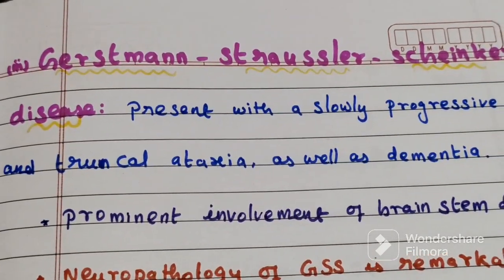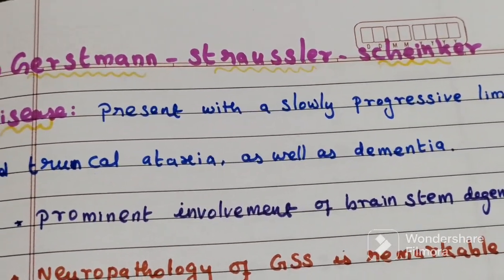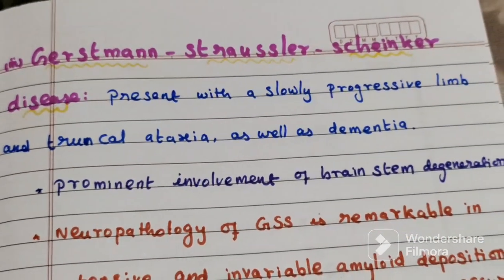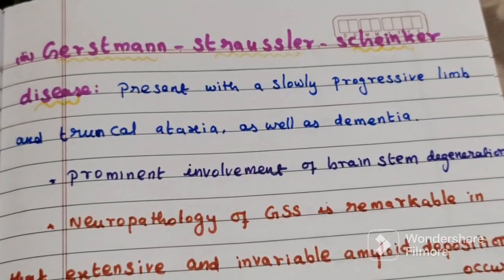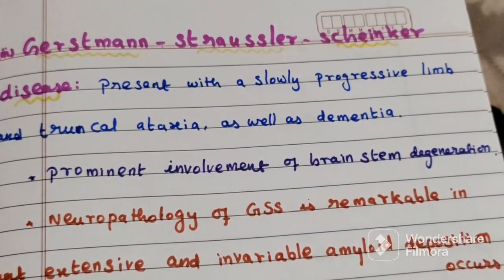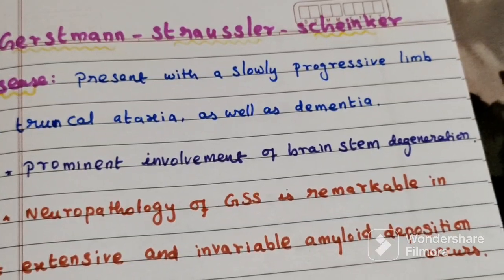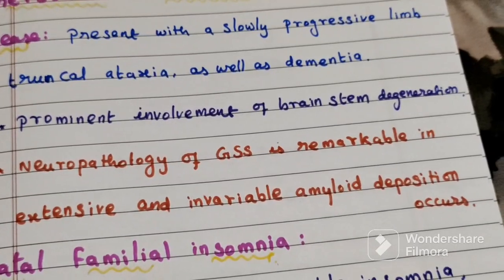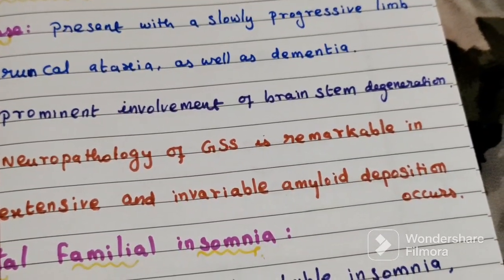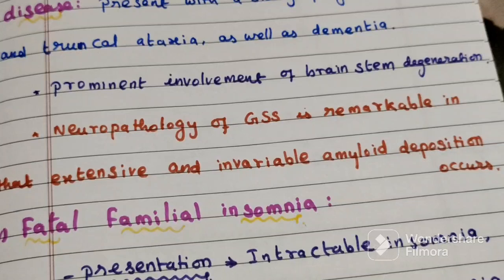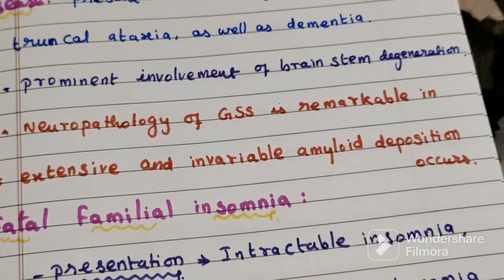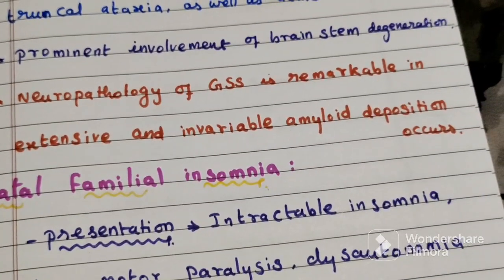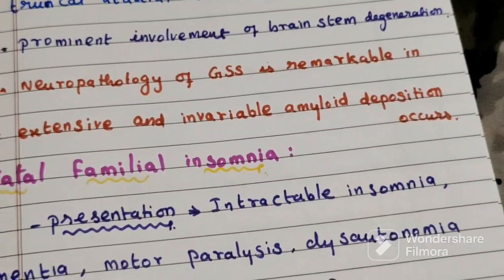Next is Gerstmann-Straussler-Scheinker disease, GSSD. It presents with a slowly progressive limb and truncal ataxia as well as dementia. It predominantly involves brainstem degeneration. The neuropathology of GSS is remarkable in that extensive and invariable amyloid deposition occurs.